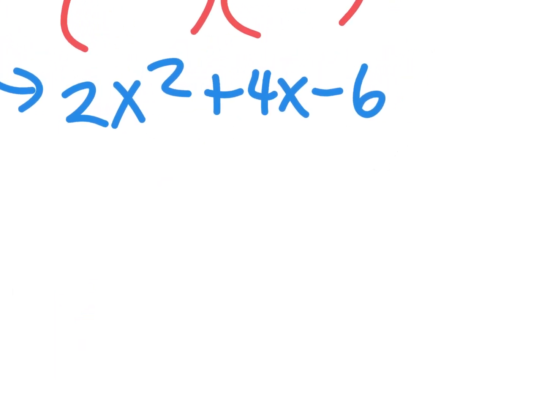And the first thing you got to do is find the GCF. What's the GCF? 2. So the 2 comes out. And then you write down what you have left.